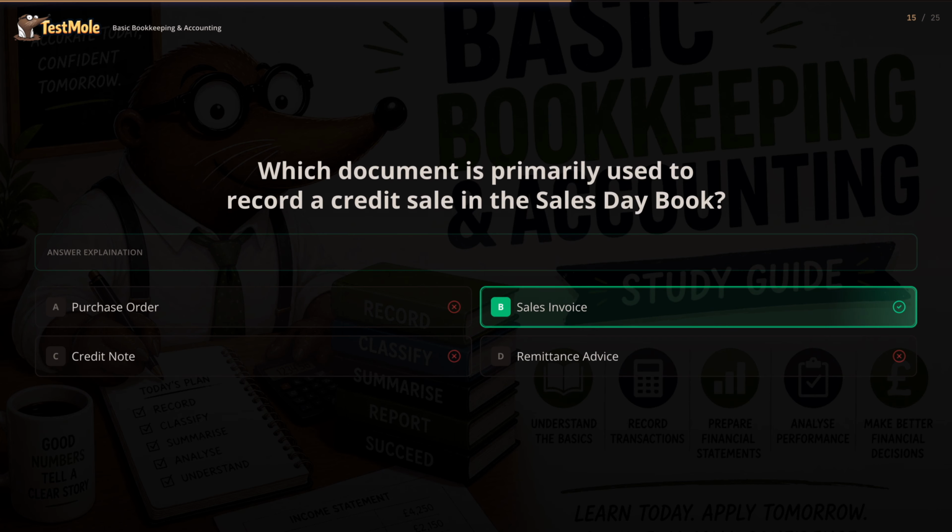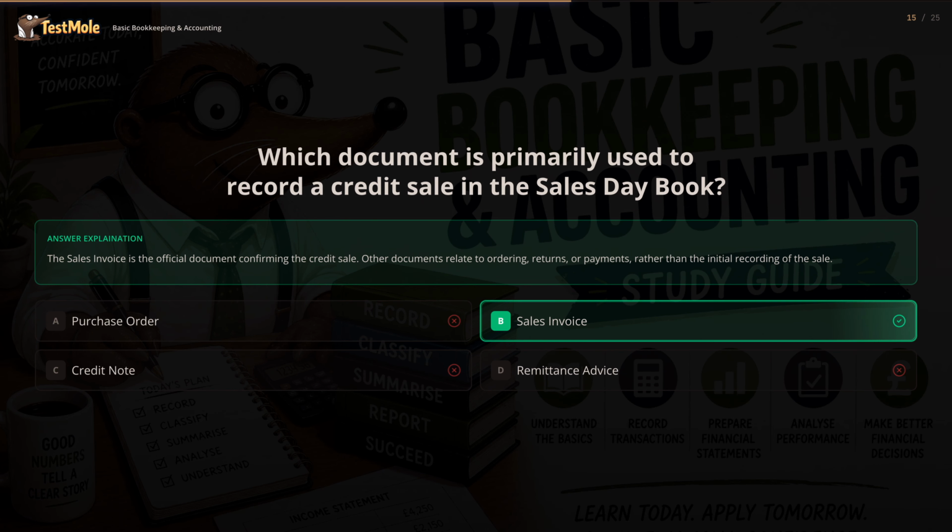The answer is B. The sales invoice is the official document confirming the credit sale. Other documents relate to ordering, returns, or payments, rather than the initial recording of the sale.